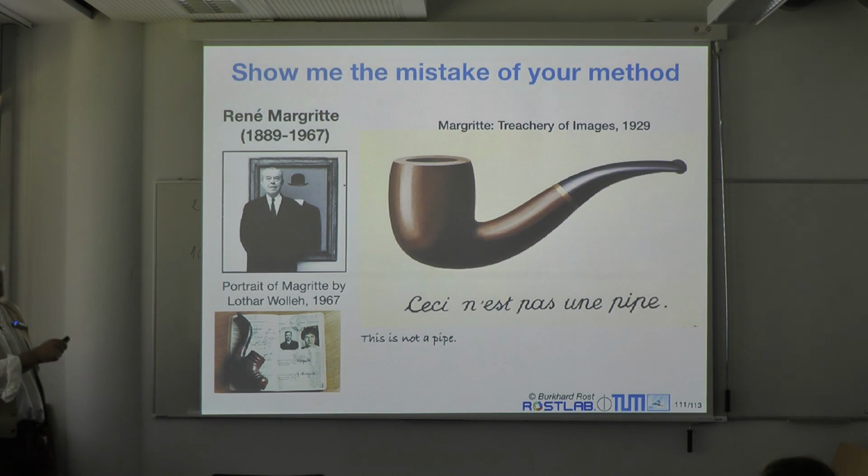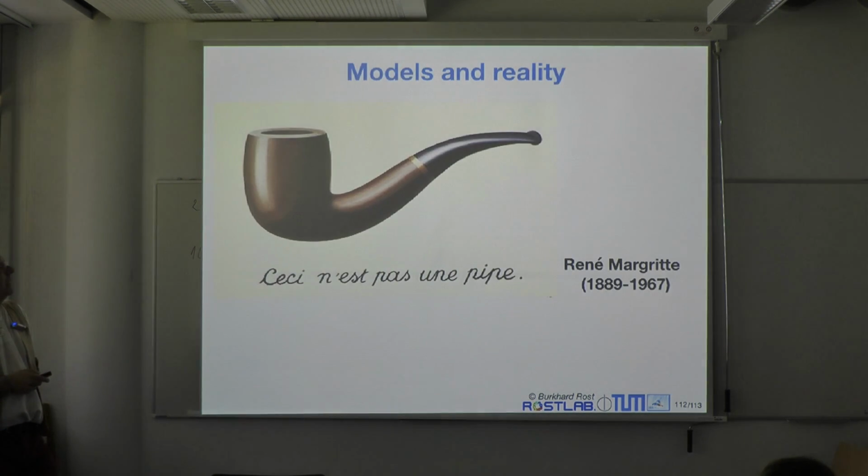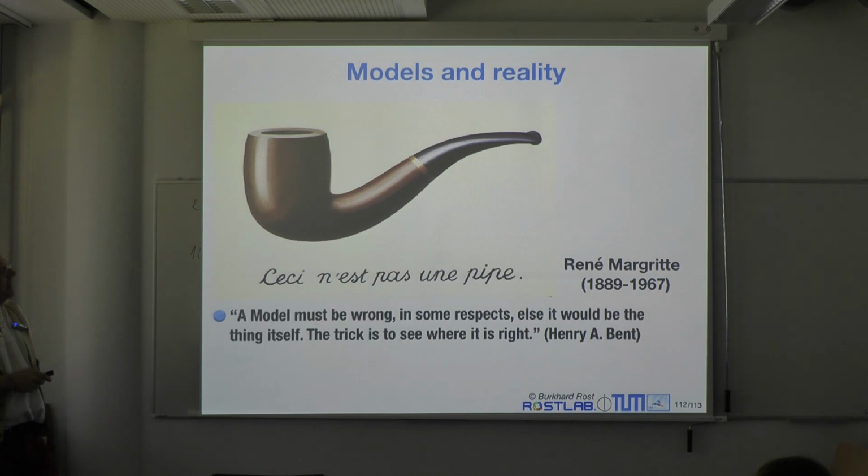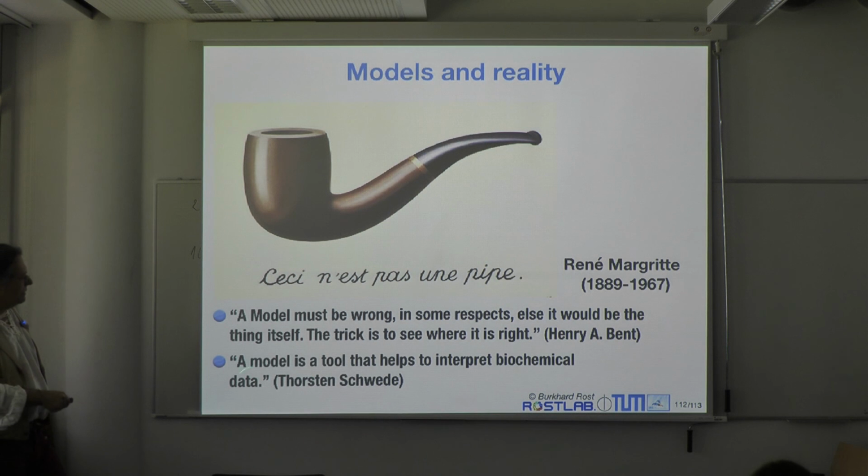And that is in fact the point that you have to remember. Between models and reality, ultimately the model must be wrong in some respects. Otherwise it would not be a model, it would be the thing itself. Then, just like this, it would be the pipe, not the picture of the pipe. A model has mistakes. And this, in fact, is what Thorsten says. A model is a tool that helps to interpret biochemical data. A model does not have any right or wrong.